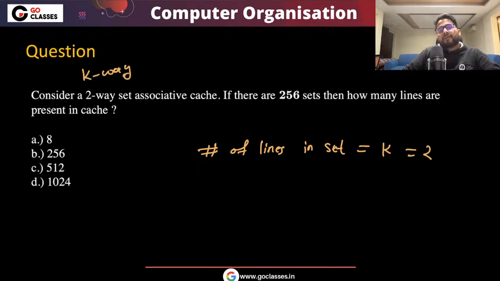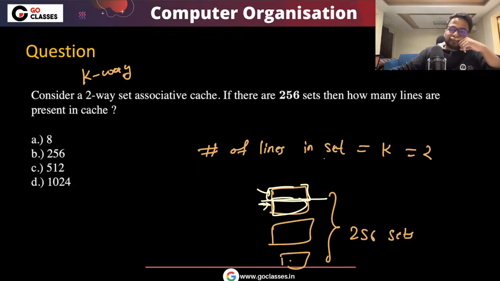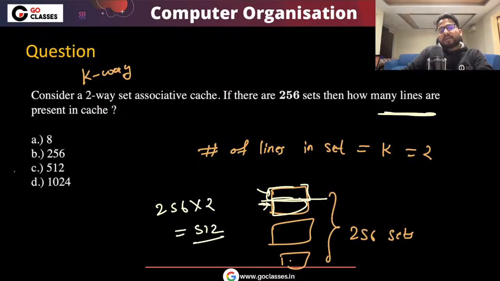Now they are saying there are 256 sets. So in total there are 256 sets. This is set 0, or maybe it doesn't matter, the numbering doesn't matter, but there are 256 sets total. Each set contains 2 lines: this is line 1, line 2. Now how many lines are there? If each set contains 2 lines, 256 sets, each with 2 lines, so 512 lines, right? So C is the correct answer.